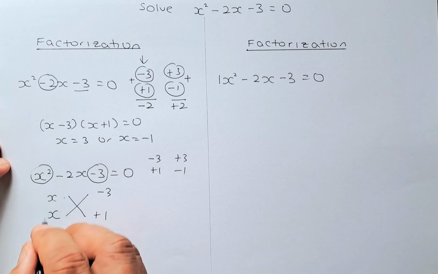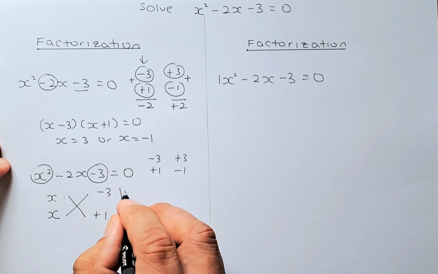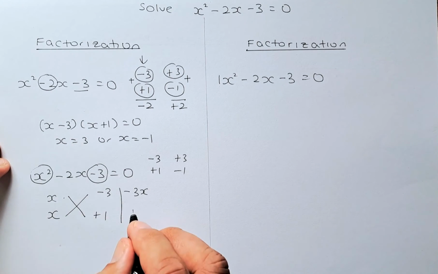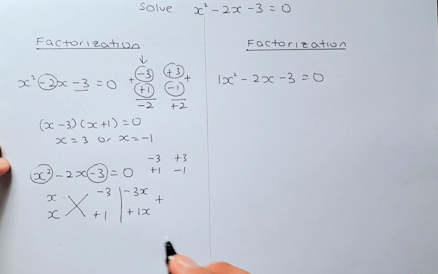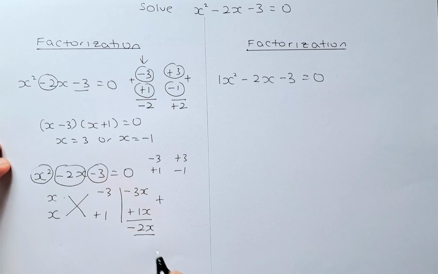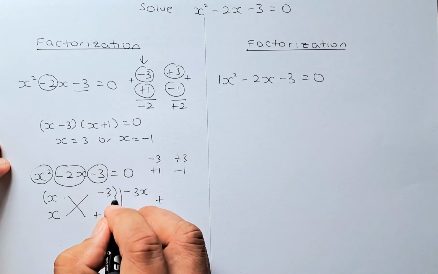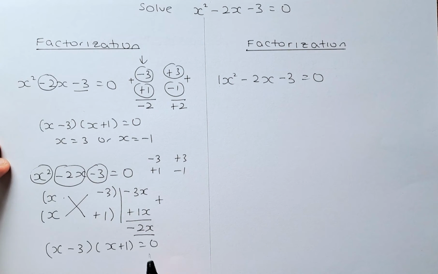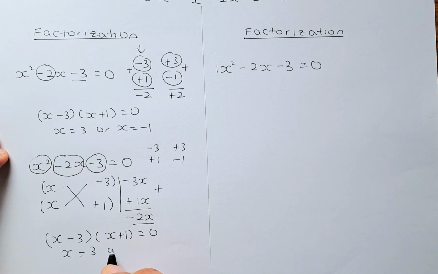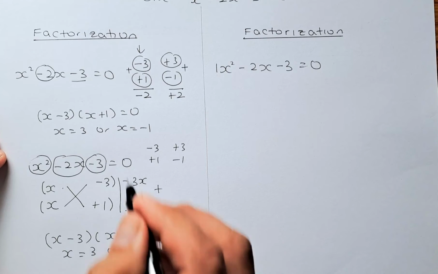So then you're going to multiply. So x times minus 3 is minus 3x. X times 1 is plus 1x. And then you add the 2 numbers together. So minus 3x plus 1x is going to be negative 2x, and that's what you get in the middle. So this is a factor, so you put the bracket there. So the answer is x minus 3, x plus 1 equal to 0. And again, x equals 3 or x equals negative 1, which was the same as in the first way.